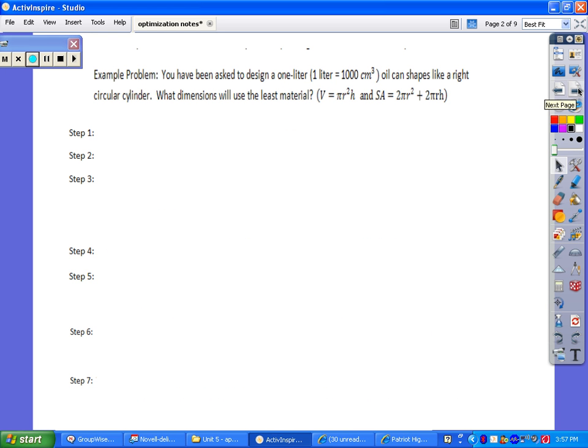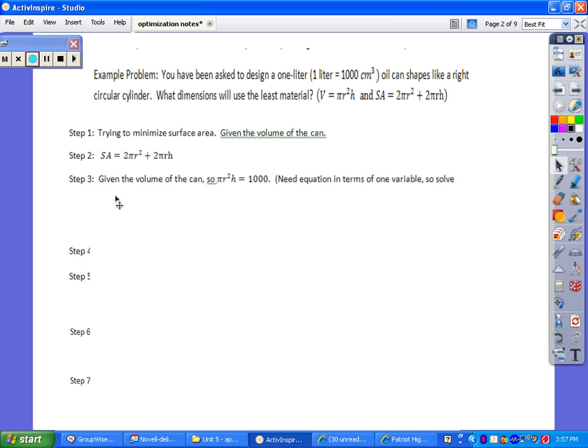So the first example is we have been asked to design a 1-liter oil can shaped like a right circular cylinder, and it says what dimensions will use the least material. All right, so for step 1, we're thinking about what are we trying to do. So we're trying to minimize the surface area, and we're given the volume of the can.